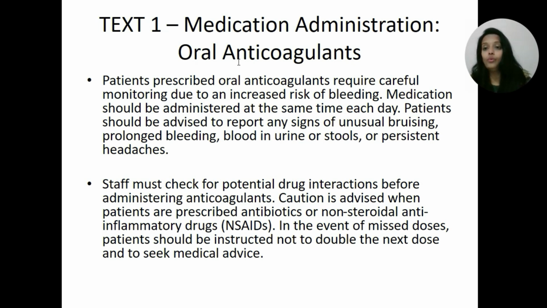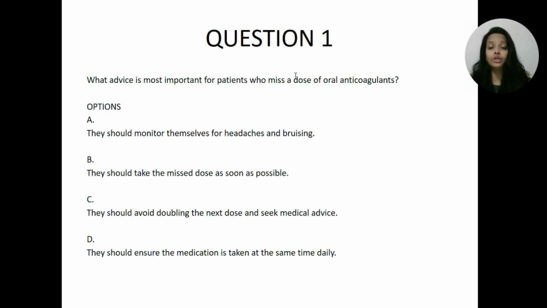Then we will move on to the question. Now, the question here is, what advice is most important for patients who miss a dose of oral anticoagulants? And here are the options. They should monitor themselves for headaches and bruising. They should take the missed dose as soon as possible. They should avoid doubling the next dose and seek medical advice. They should ensure the medication is taken at the same time daily.